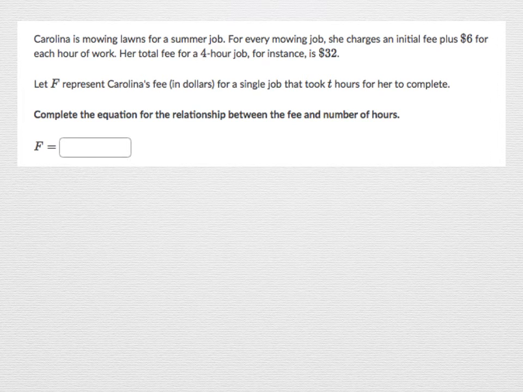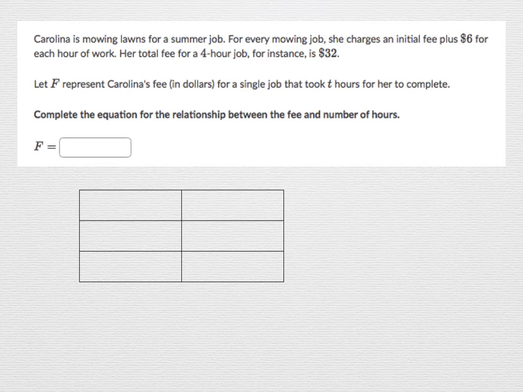Let's read it. Carolina is mowing lawns for a summer job. For each mowing job, she charges an initial fee, which is some unknown initial fee, plus $6 per hour of work. That's my rate of change. Her total fee for a 4-hour job, for instance, is $32. Now, F is going to represent Carolina's fee, my dependent variable in dollars, for a single job that took T hours for her to complete, and I'm going to write an equation.